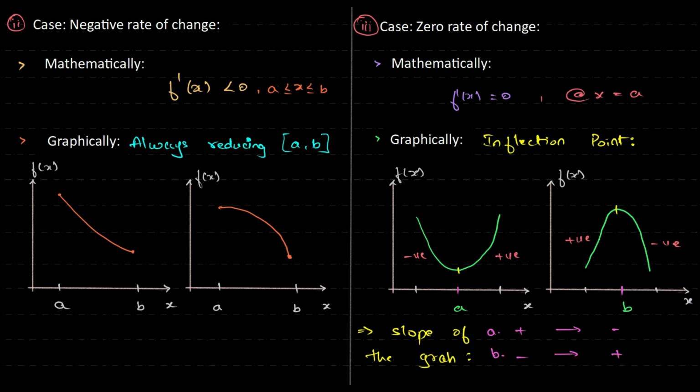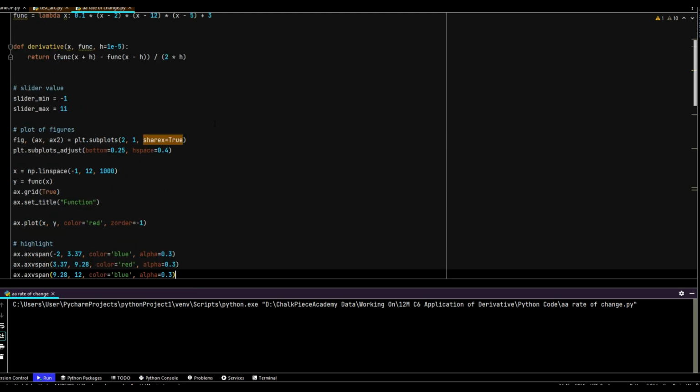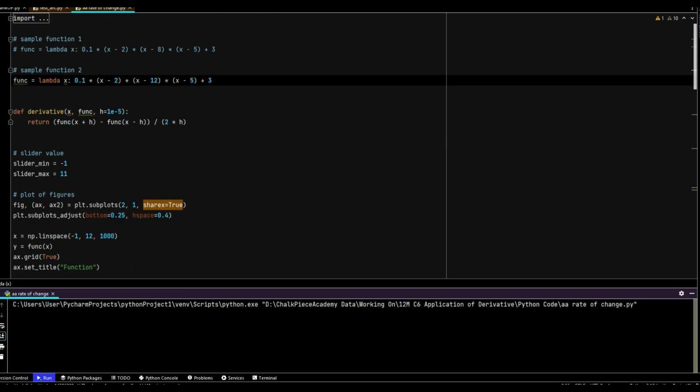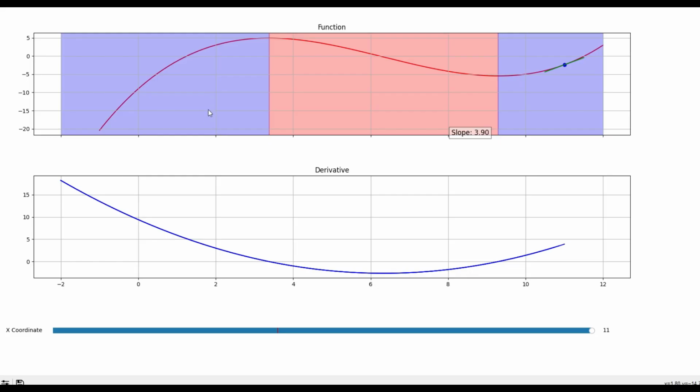Okay, so let me show one particular graph for you guys. This is the equation of the graph, and this is the graph itself. There's one more graph below the original graph, that is a derivative of this graph actually. So the above graph's derivative is plotted over here.